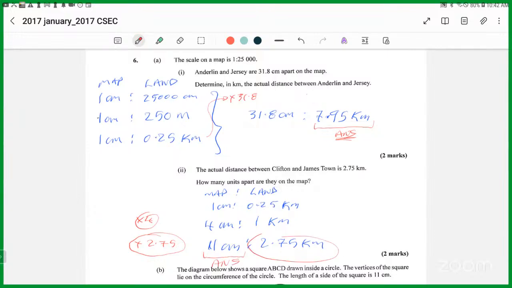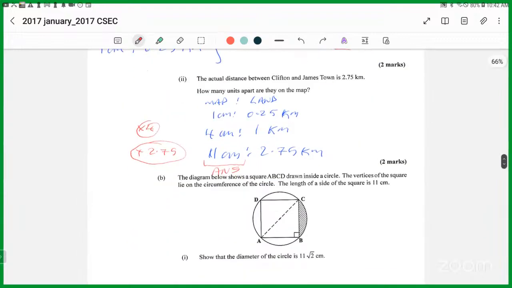2.75 kilometers is this 11 centimeters on the map. That is it. All right, that finishes that part. So let's do this scale. Let's talk about the ratio. Let's multiply and divide by values to get the information that you want. As simple as that. Let's continue.